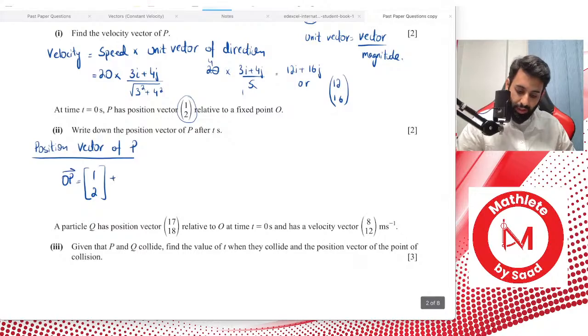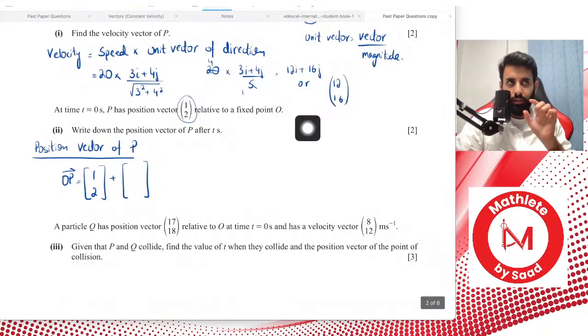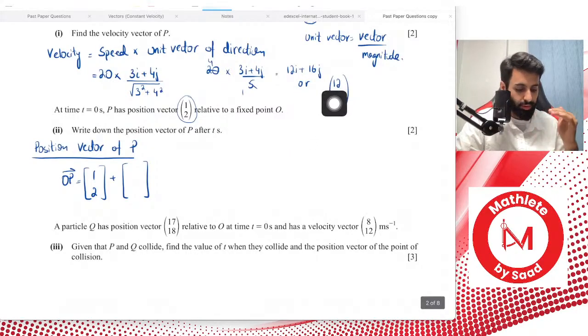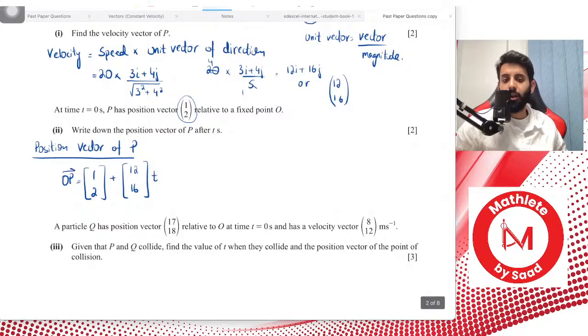And every second, it's moving in this direction, okay? It's moving in the direction of (12, 16). That means every second it moves 12 units to the right and 16 units up, because (12, 16) means that x is 12, which is the horizontal component, and y is 16, which is the vertical component. So where exactly will the particle be after t seconds? For that, we just multiply that by t.